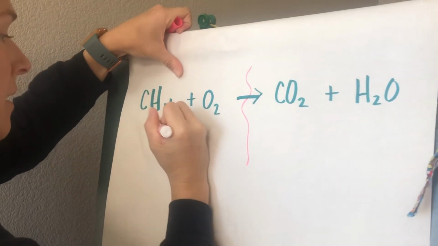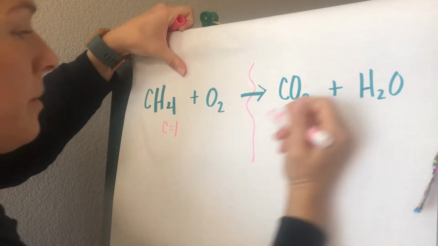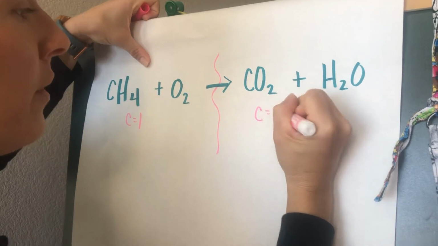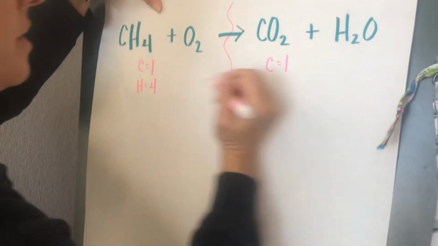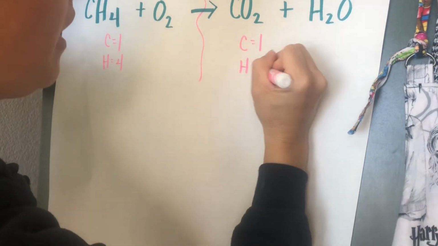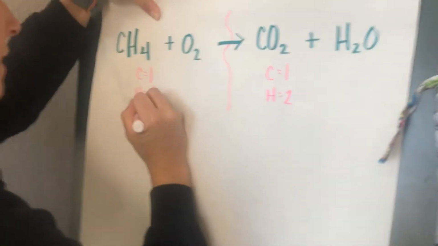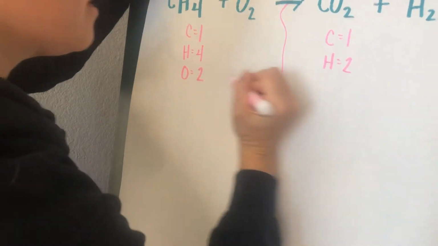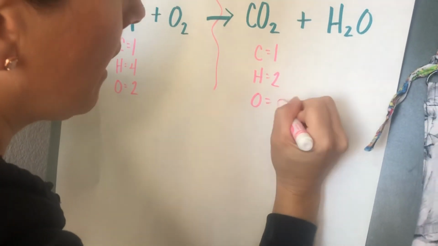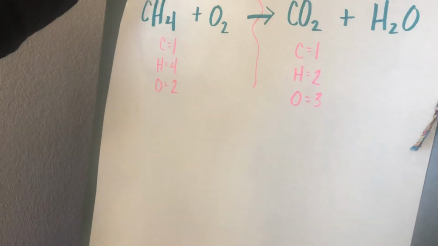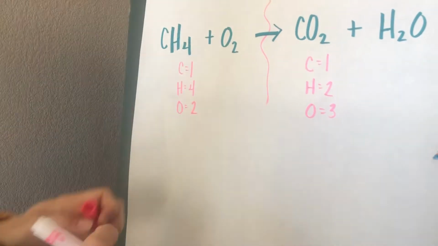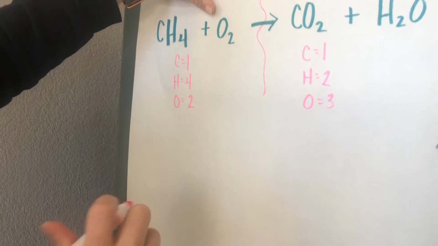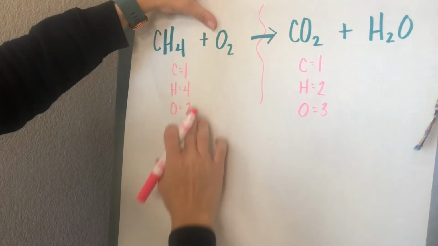On this side, we've got 1 carbon. On this side, we have 1 carbon. On this side, we have 4 hydrogens. On this side, we have 2 hydrogens, okay? On this side, we have 2 oxygens. On this side, we have 3 oxygens. Now remember, in combustion reactions, you always wait to balance out the oxygens for the very last thing to do. Okay, so 1 to 1, we're good on carbon.